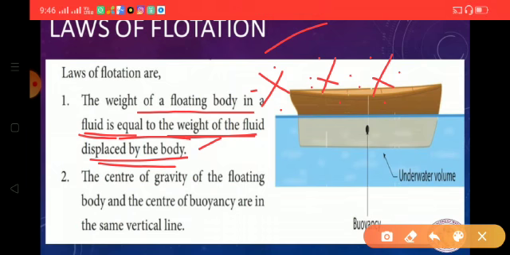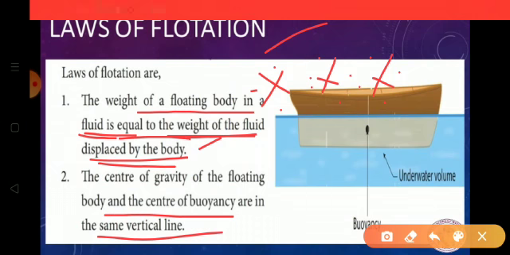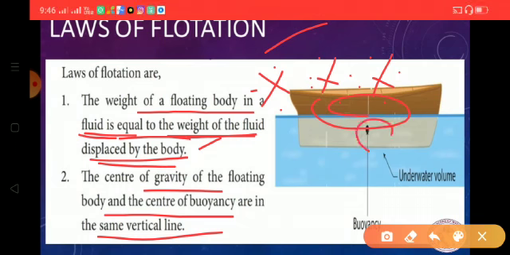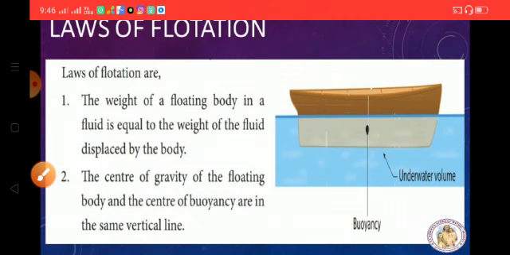The second law is that the center of gravity of the floating body and the center of buoyancy are in the same vertical line. Okay, here shown in the figure, under the water, the buoyancy. So this is the floating body, and the center of gravity and center of buoyancy lie in the same vertical line. Okay, so these 2 points are the two laws of flotation. Okay, is that clear?